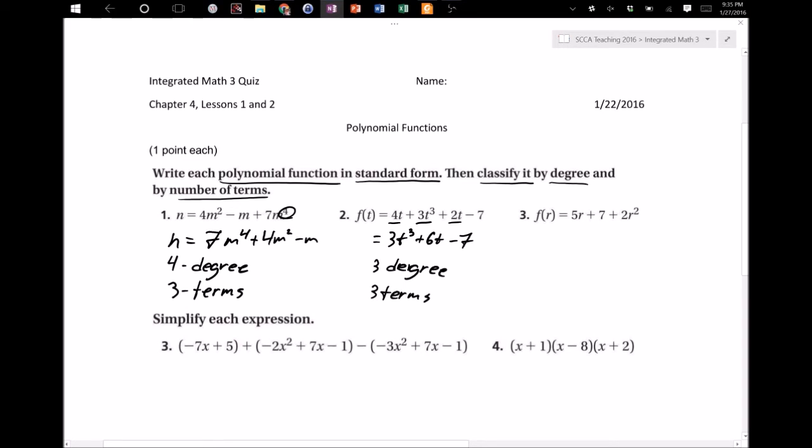Now, problem number 3, I have second degree, so writing that in order, 2r squared plus 5r plus 7, 3 terms, second degree.